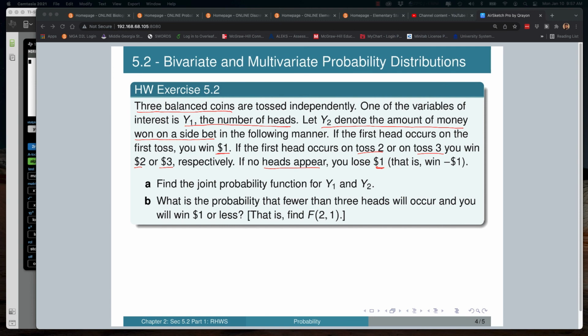So they want us to find the joint probability function here, and then also asks us what is the probability that fewer than 3 heads will occur and you will win $1 or less. That is, find f of 2, 1. Okay. All right, so let's do that on the next slide so I've got more room.